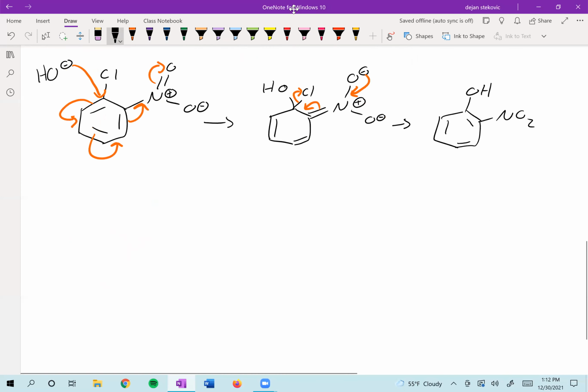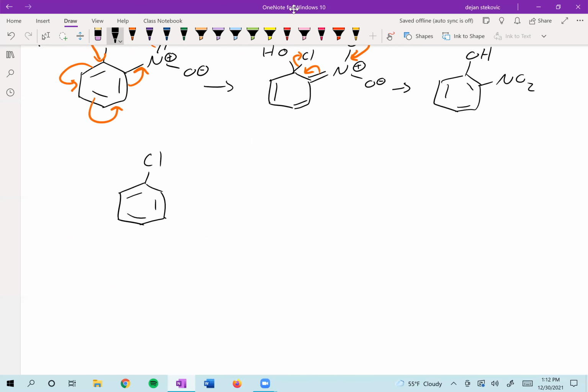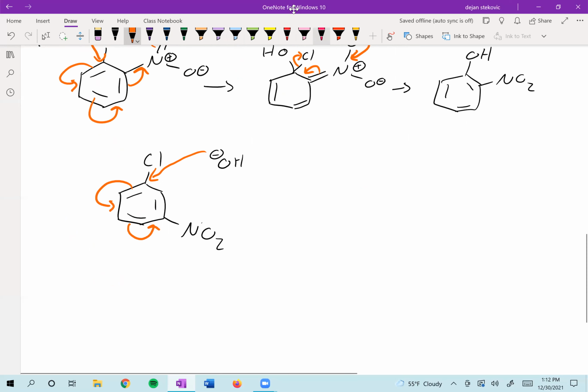If we try to do the same thing with the meta positioning of the leaving group and the nitro group, what you'll notice is no matter what you do, you can't get this pi bond to go up into the nitro group, right? It can only resonate around the ring. We can't get it up into here. And so that's why the meta doesn't work.